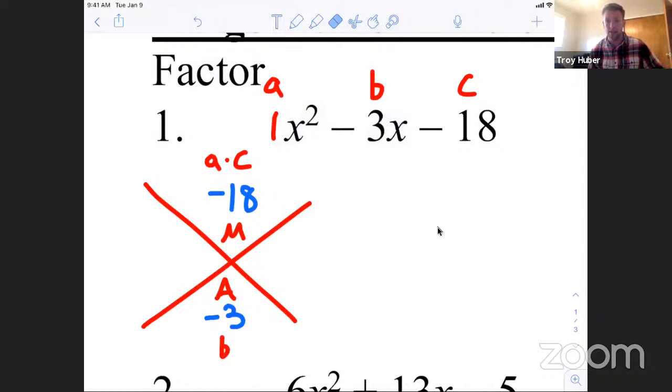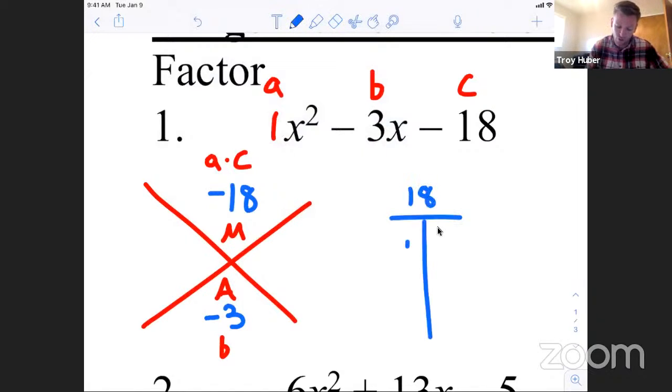My next step is I'm going to make a T-chart of the factors of 18 to give me everything that I could use to multiply to 18. So, factors of 18. Well, you could do 1 times 18. That's 18. We could do 2 times 9, or we could do 3 times 6. All of those factors would multiply to 18.